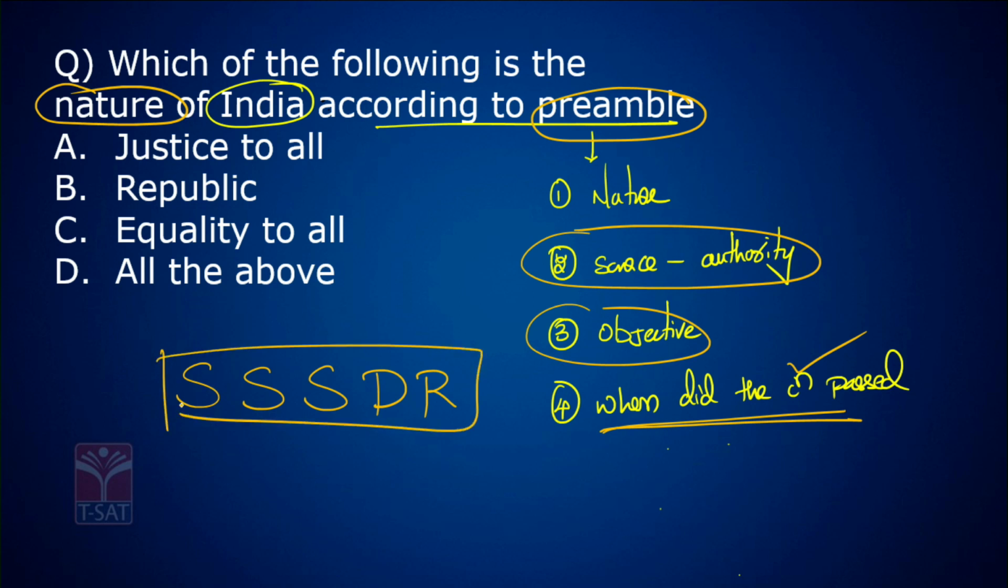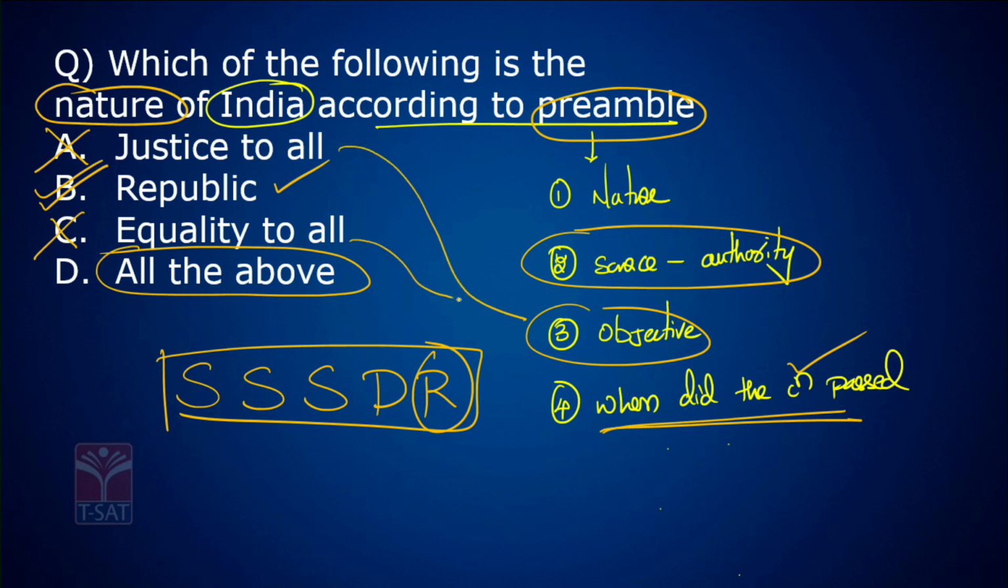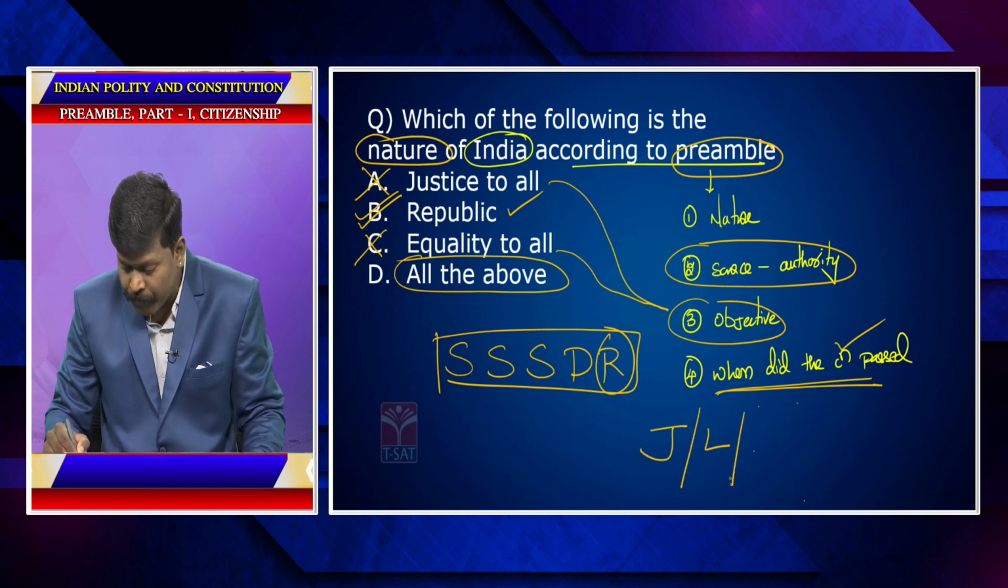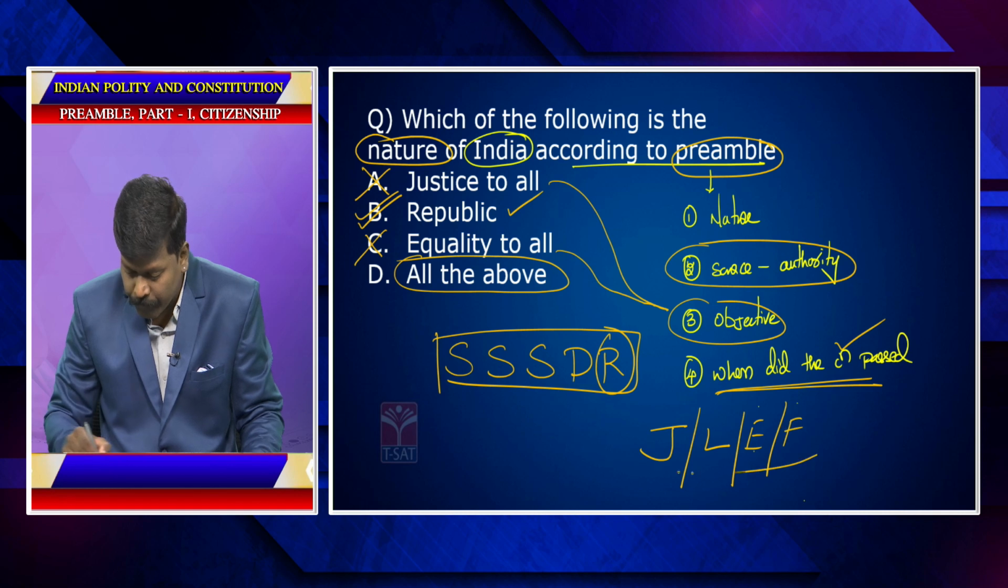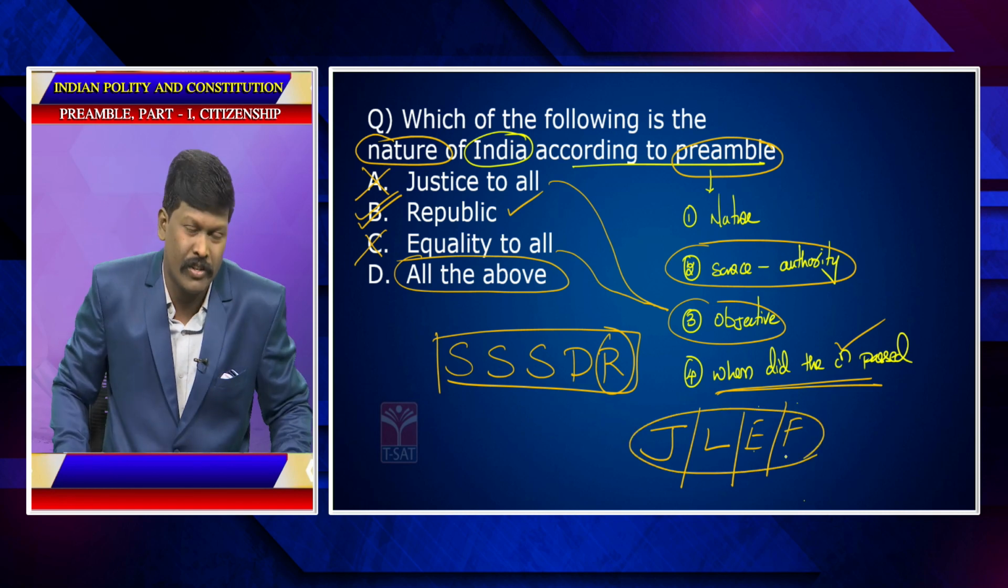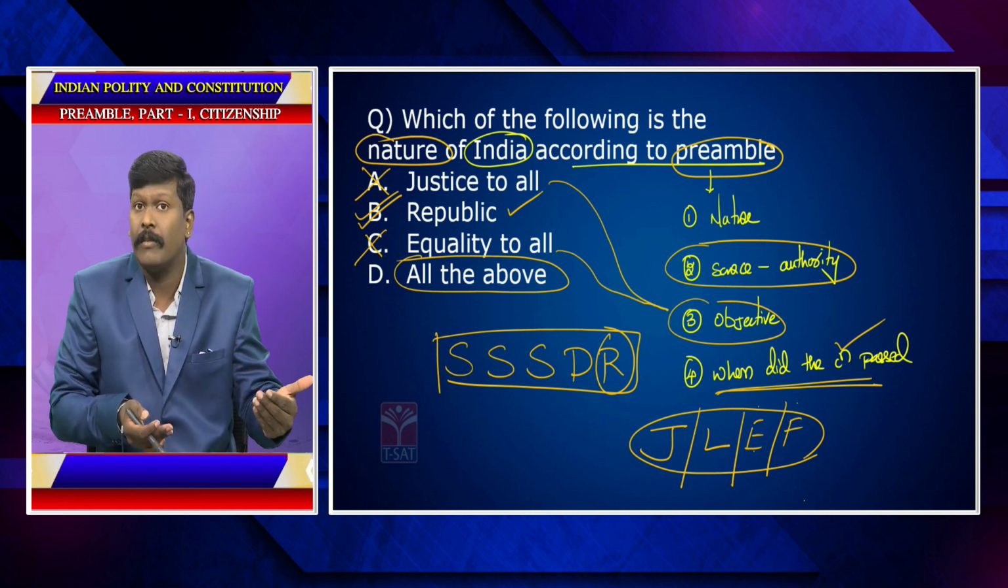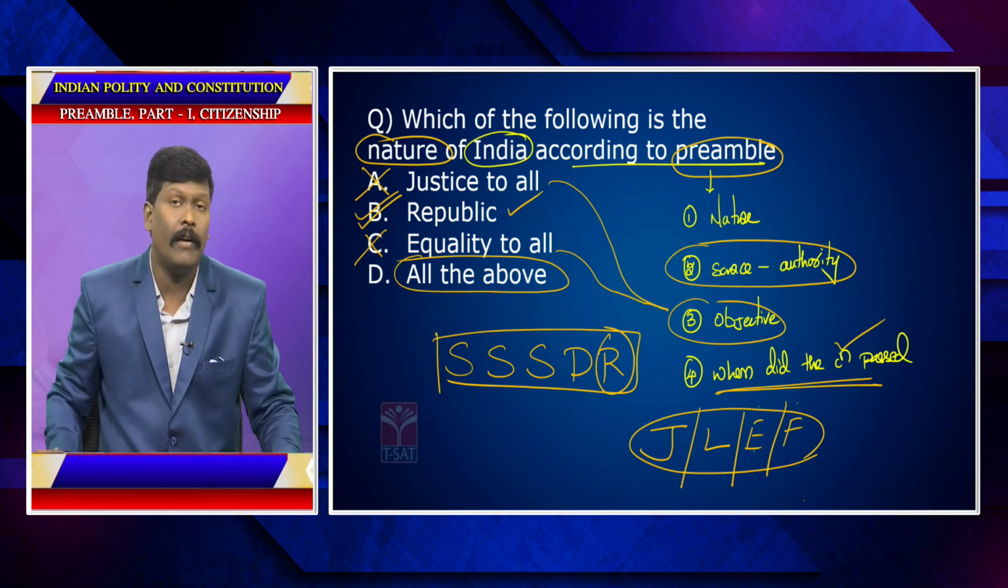Now look at this. Justice for all, no. Republic, yes. Equality to all, no. The answer is B. Directly it is B. To confuse you only, I gave all the above. These two are part of the objectives of the Indian Constitution according to the Preamble. The objective of the Indian Constitution is to ensure justice, liberty, equality, and fraternity. This is not the nature of India as defined in the Preamble.